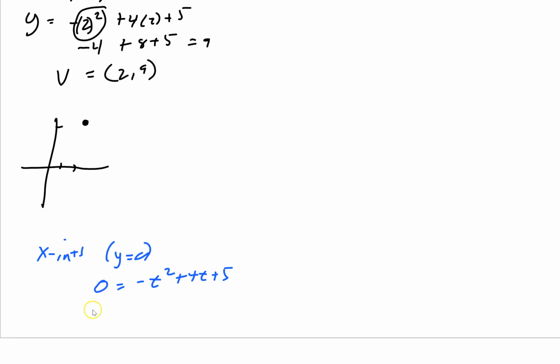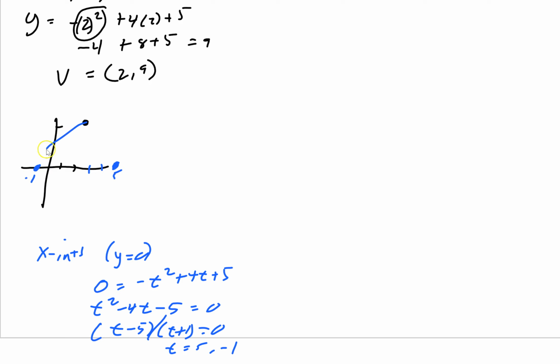I don't like factoring with the negative in front, so I'm going to move everything over. So I'm going to get t squared minus 4t minus 5 equals 0. Now I can factor really easily. Minus 5, plus 1. So my x-intercepts are at 5 and negative 1. So right here, 3, 4, 5.